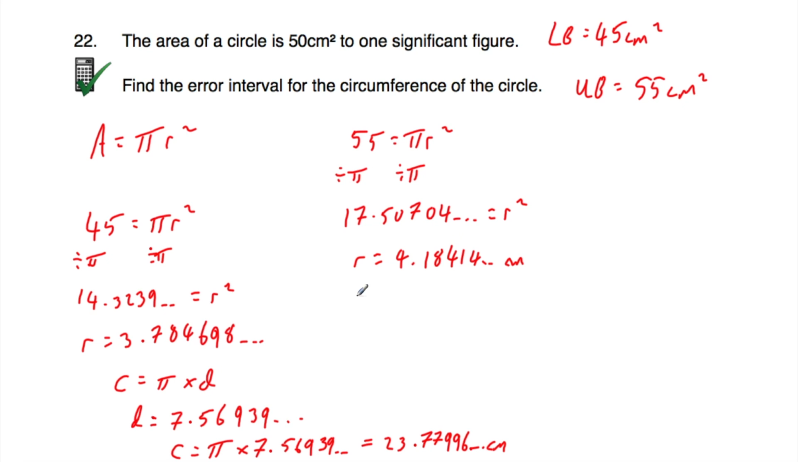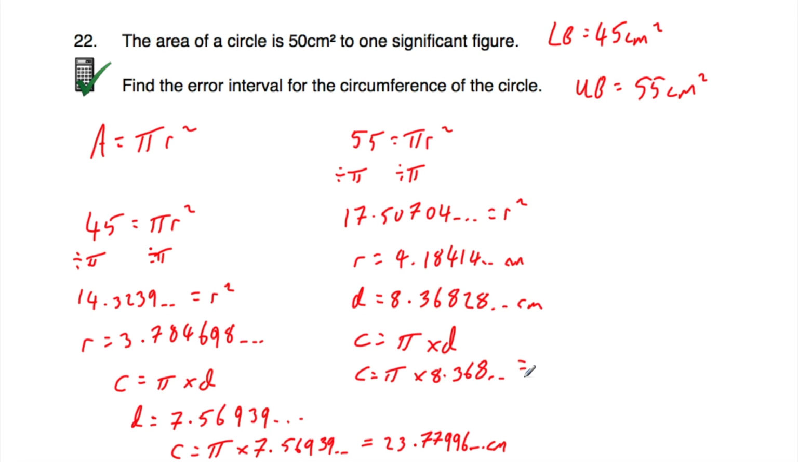Now we're going to multiply that by 2 to get the diameter. Whenever we multiply the radius by 2, we get the diameter, which is 8.36828 and so on centimeters. And the circumference would be pi times diameter. So we're going to multiply this by pi. So the circumference is pi times 8.368 and so on. And that's equal to 26.28973 and so on centimeters. So we've got the lower bound and the upper bound for the circumference of the circle. Now we can write that as an error interval. So let's do that. And that's it.